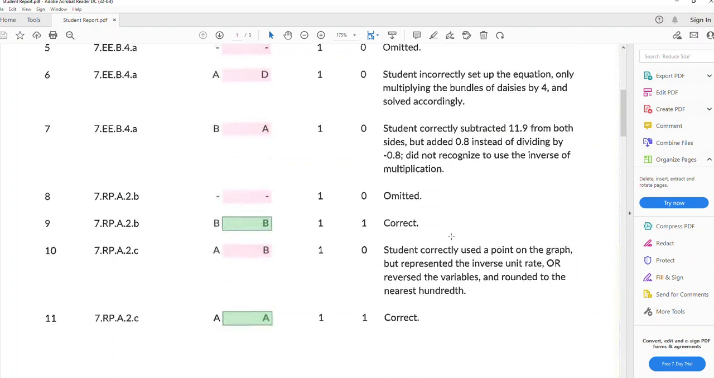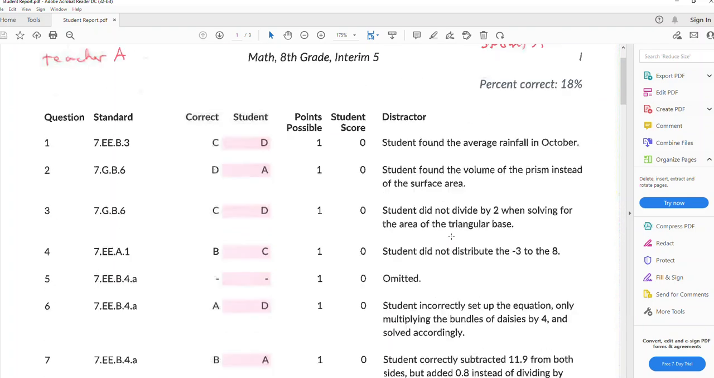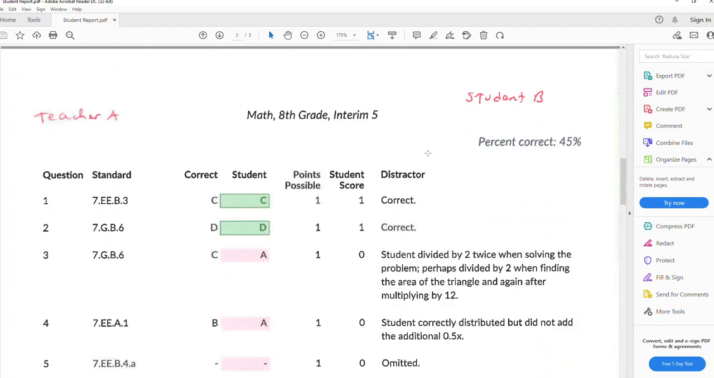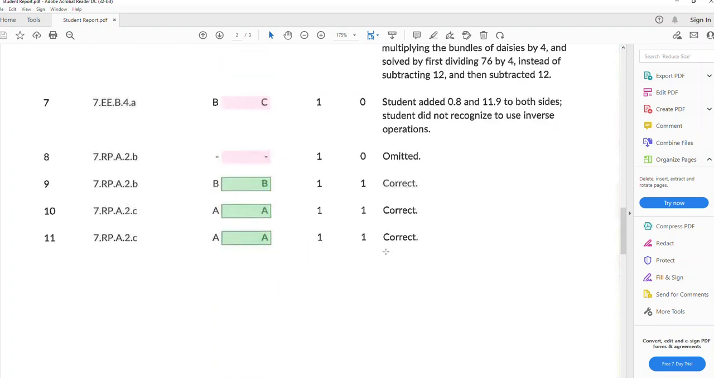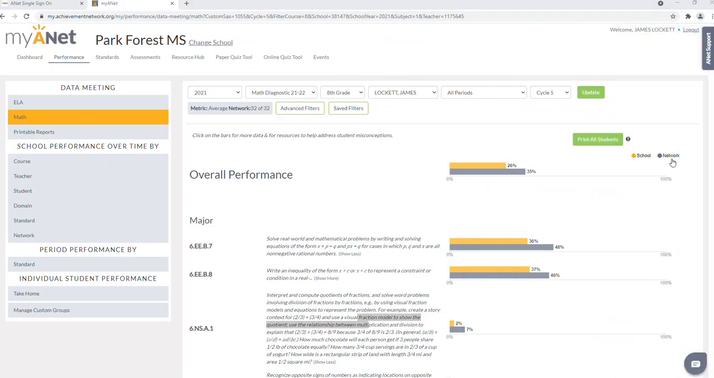And so there's a report. Notice that on this diagnostic, and this was grade 8, there are 11 items. Then you go to student B. Every student is listed. There's a report for each student. This is the score that student B got on the diagnostic. It's 45%. And just like the other one, question 1, the standard, question 2, the standard, and so on. Okay? And then you continue. This is what you get when you click on Print All Students.